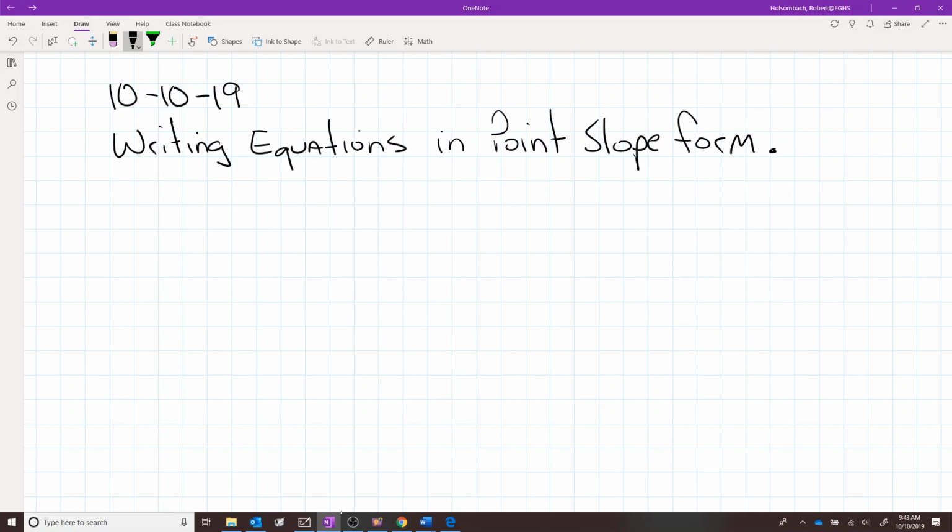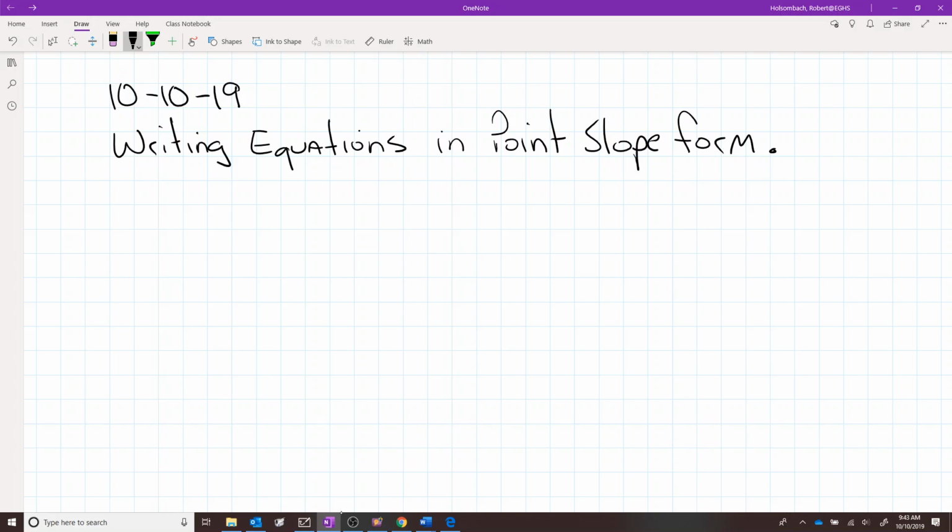Yesterday you wrote equations in slope-intercept form, and you needed the slope and the y-intercept to write the equation. If you're writing equations in point-slope form, you need a point on the line and you need the slope. Okay? So, the first part of your assignment today, which is the simplest part, you're going to be asked to write an equation in point-slope form.